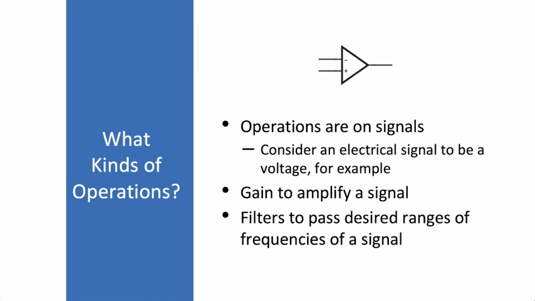Now these operations are on electrical signals, most commonly a voltage, and imagine that voltage represents a pressure, a temperature, a position, a velocity, something like that. We can use OpAmps to set up simple circuits that will gain or amplify those signals. We can also create what are called filters in order to pass desired ranges of frequencies of that signal.